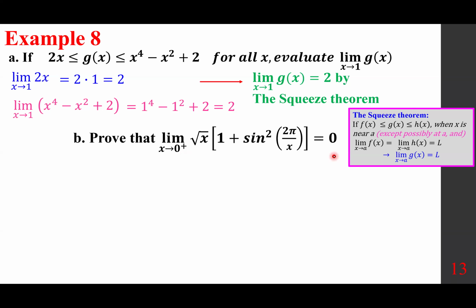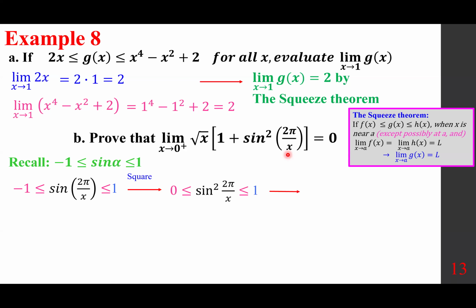And recall that sine is between -1 and 1. Sine of anything, alpha, beta, gamma, including 2 power x. So sine is between -1 and 1. Now, if you square it, it's important to understand it's between 0 and 1.